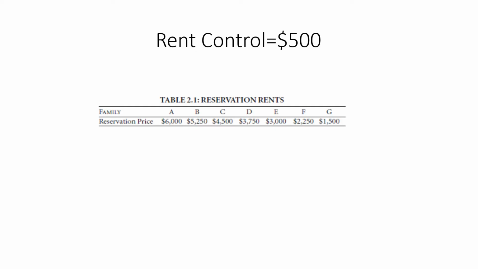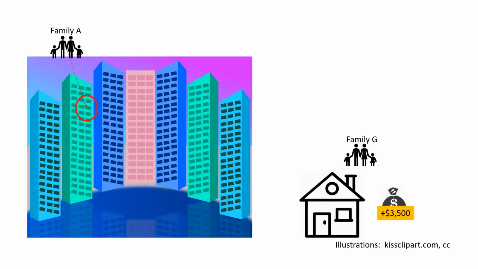The deal is as follows. Family A makes Family G an offer. You value the apartment at $1,500, family A says to family G, but we value it at $6,000. We will sublet the apartment from you for $4,000. You will continue paying the landlord the $500 rent and earn $3,500 extra cash. Family G will of course agree, and both families will be better off.